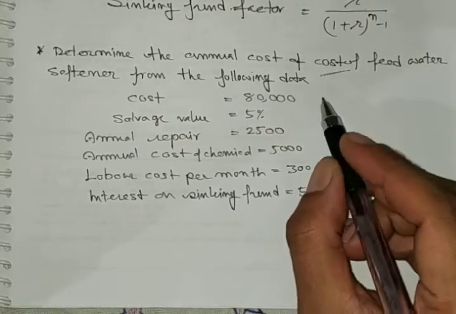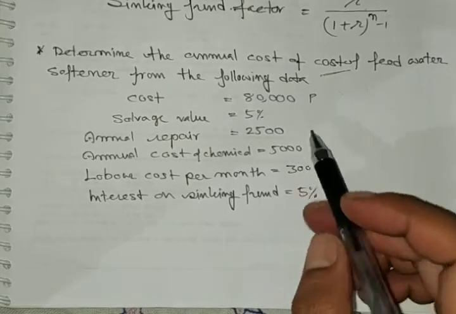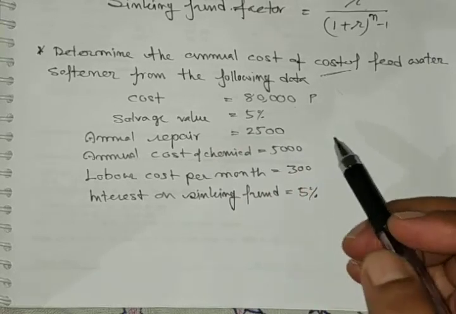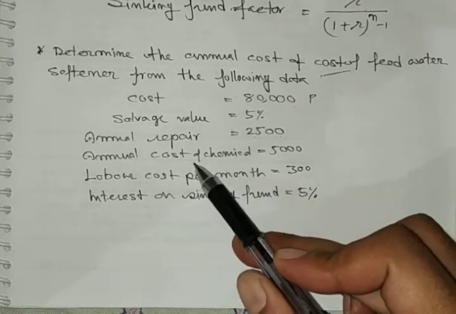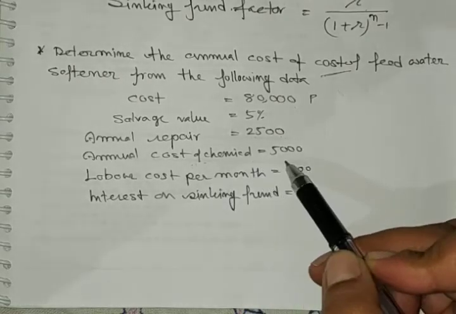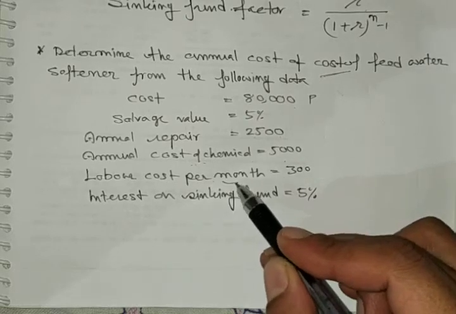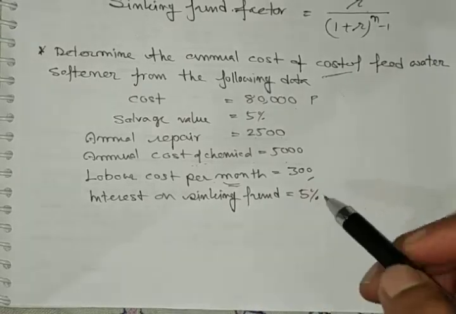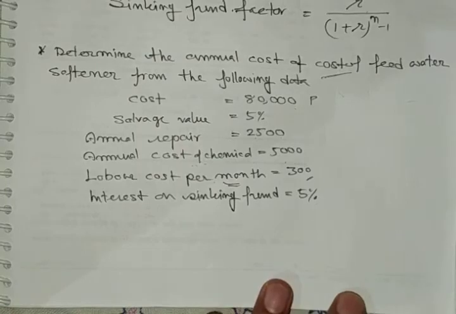Cost, that is your P, is given: P is 80,000. Salvage value is 5% of this P. Then annual repairing is 2,500. Annual cost of the chemical is 5,000. And labor cost per month is given as 300. And interest on sinking fund is 5%. So those are the given data. Now try to solve this problem.